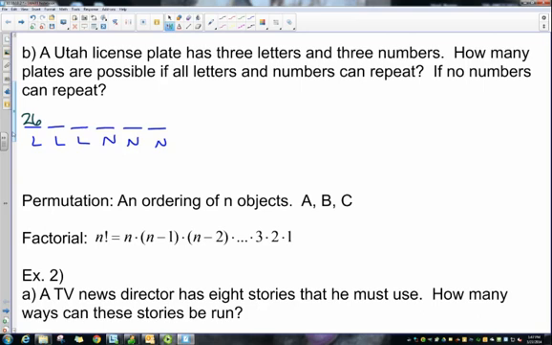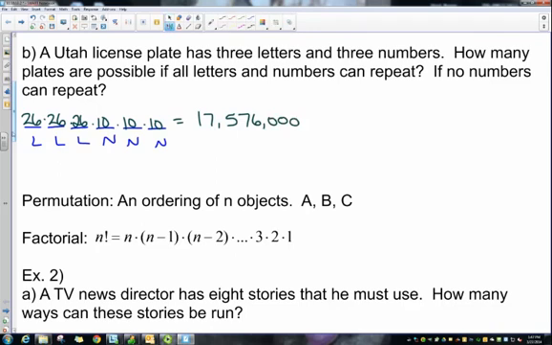For the second one, it could also be 26, and for the third one, it can also be 26, because it says the letters can repeat. For numbers, I've got 10 numbers, 0 through 9. I've got 10 here, and 10 here, and 10 here. Just like in the last example, we multiply them all together: 26 times 26 times 26 times 10 times 10 times 10. That gives you 17,576,000 different license plates that are possible in the state of Utah.